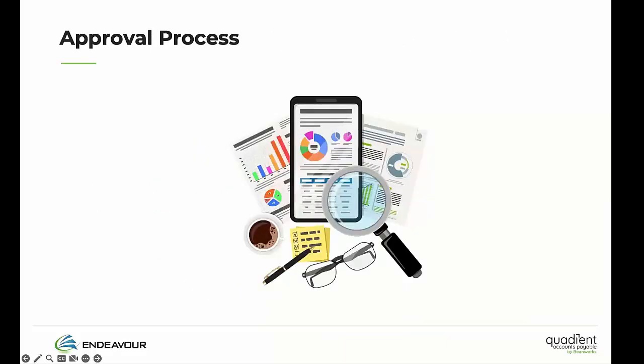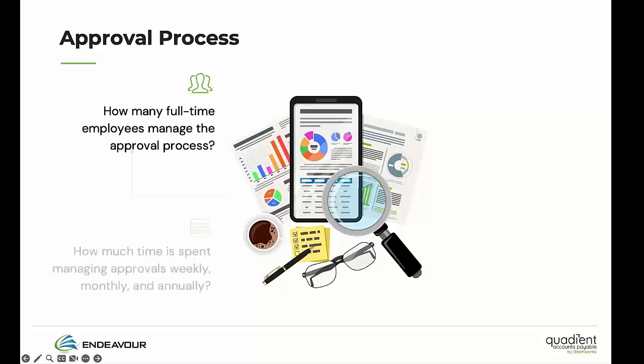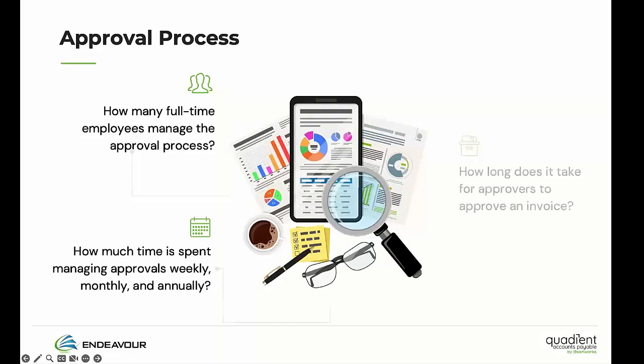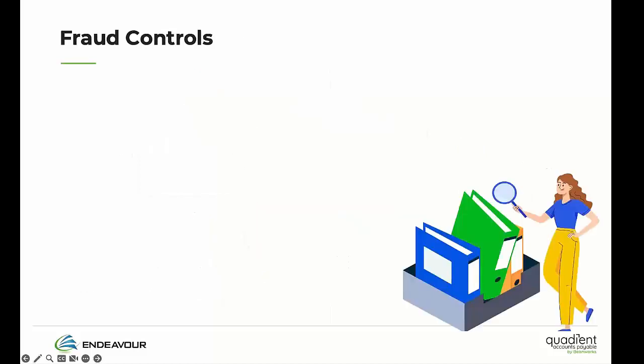Now, into the next step here for the approval process, research has found that following up on invoices that haven't been approved on time is a lengthy process that can take up to 20% of a typical AP clerk's time. Now, when reviewing the approval process for your AP workflows, you should ask yourselves how many full-time employees manage this approval process, how long does it take for approvers to approve an invoice, and how much time is spent managing the approvals weekly, monthly, and annually. This way, it will help you identify any bottlenecks in areas that you might find need to be improved.